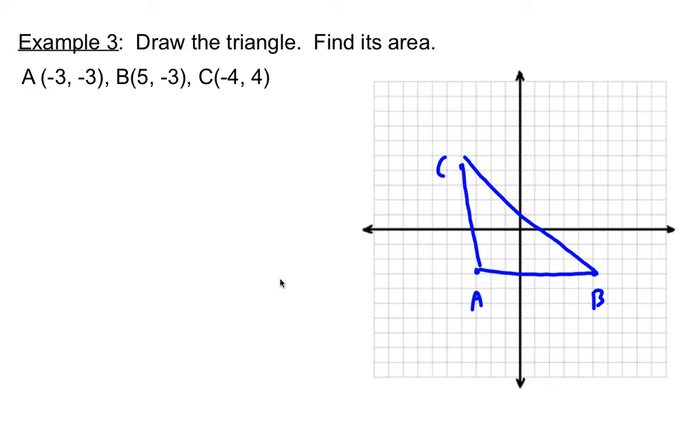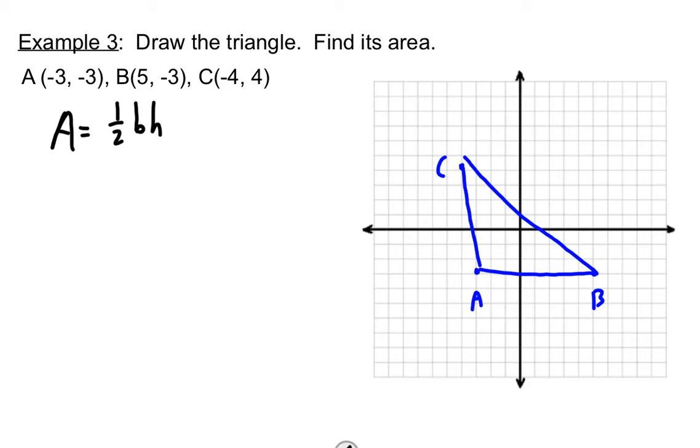So we started this example for drawing the triangle out and finding its area here. So let's finish this up here. So we know how to find the area of a triangle. The area of a triangle here is 1/2 the base times the height, or the base times height divided by 2. So now we just have to find our pieces here.